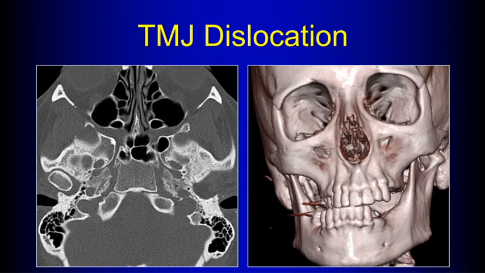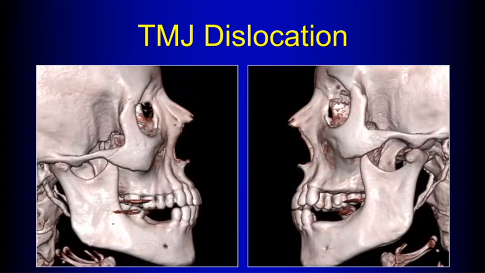TMJ dislocations. As you can see in this case, we can see the right mandibular condyle seated appropriately in the glenoid fossa of the temporomandibular joint, but then you don't even see the mandibular condyle on the other side because it's been inferiorly and anteriorly translated. And on this 3D reconstruction, you can see the rightward shift of the mandible with respect to the maxilla and the malocclusion caused by that.